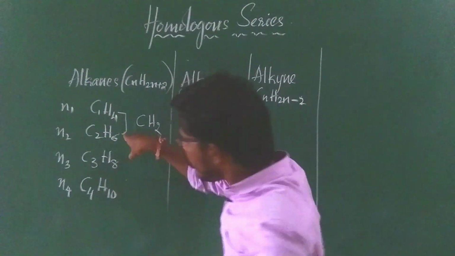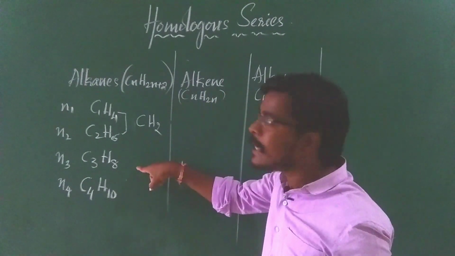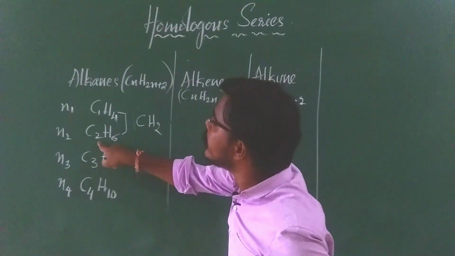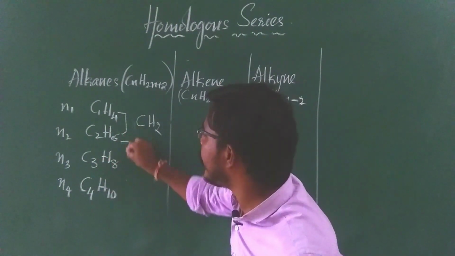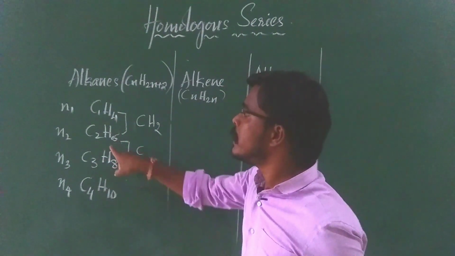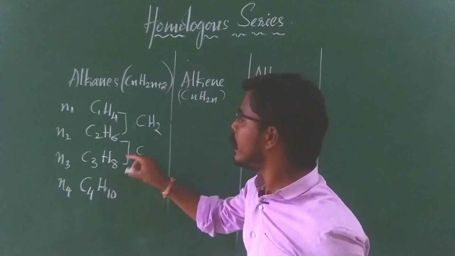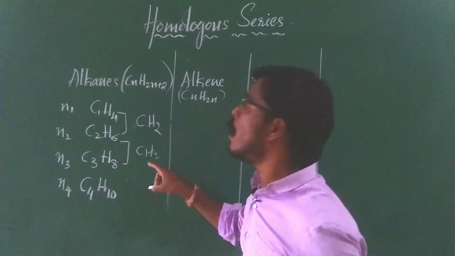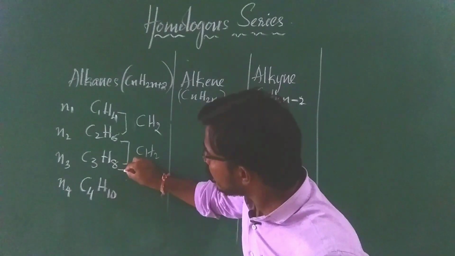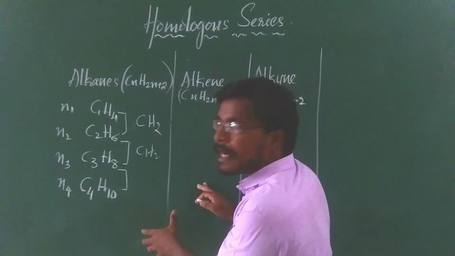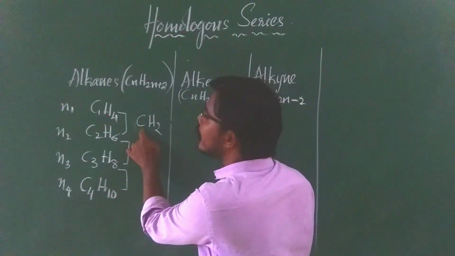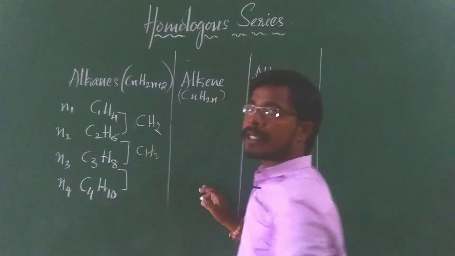If you come to the next succeeding member also, see C2 and C3. How many carbon atoms differ here? Again the same, one carbon atom. H6 and H8, again two hydrogen atoms. So whenever you move from top to bottom, in each succeeding member of that organic compound, there will be a difference of one carbon and two hydrogen atoms.